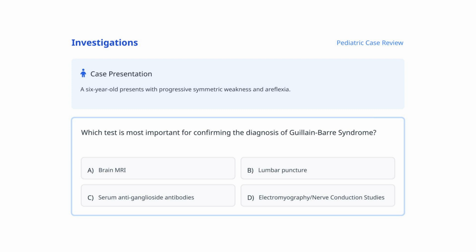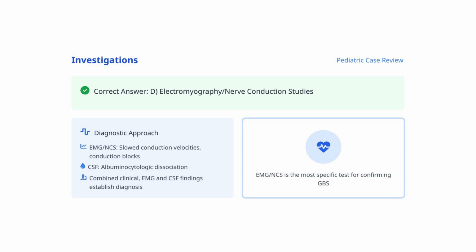Which test is most important for confirming the diagnosis of Guillain-Barré syndrome? Is it A, brain MRI, B, lumbar puncture, C, serum antiganglioside antibodies, or D, electromyography and nerve conduction studies? The correct answer is D, electromyography and nerve conduction studies.